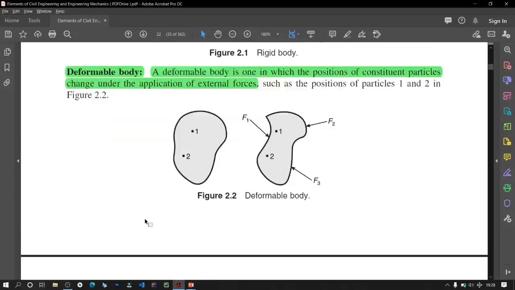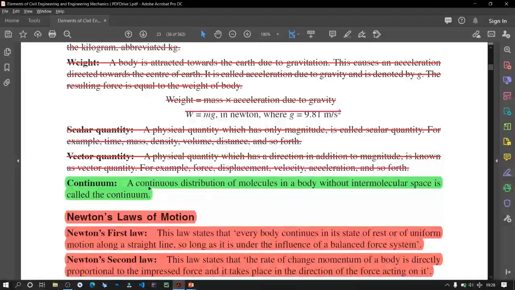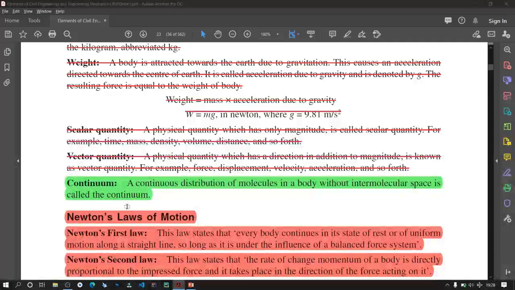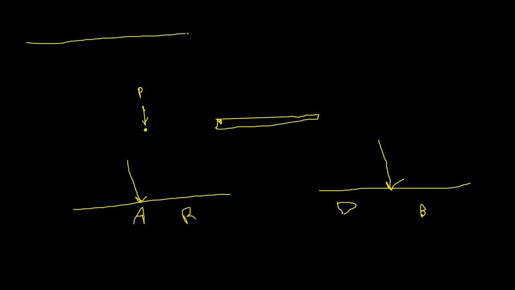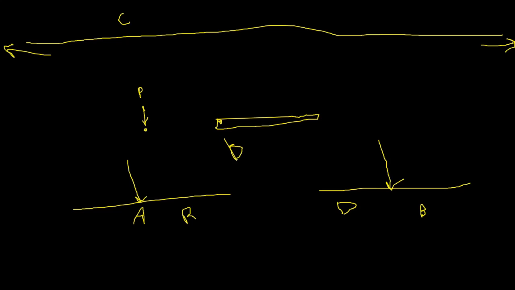Now there is one thing, continuum. A continuous distribution of molecules in a body without intermolecular space is called a continuum. So what is a continuum? A continuum is an object going from infinity to infinity. It goes to infinity on this side, and it goes to infinity on this side also. Both sides go to infinity. Now the difference between a continuum and a body: both are the same thing, but a continuum goes from infinity to infinity. It doesn't have a fixed, definite length, it is of infinite size, but a body has a definite size.